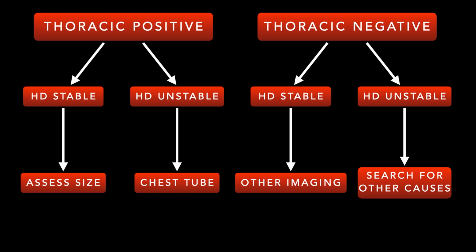If they're unstable, again, we're starting to see a theme here. If they're unstable and they have a negative FAST, you see normal sliding everywhere, you see no blood in the hemithoraces on either side, then you need to move on. You need to look for some other cause in the abdominal, cardiac FAST, or other clinical things.